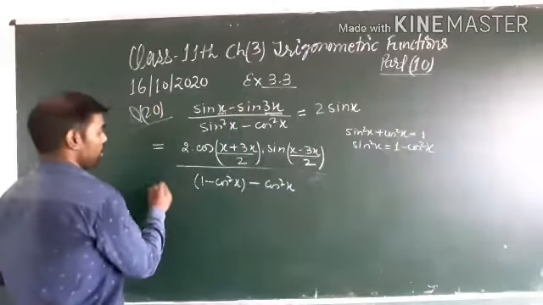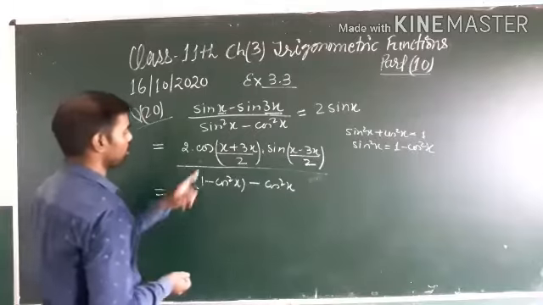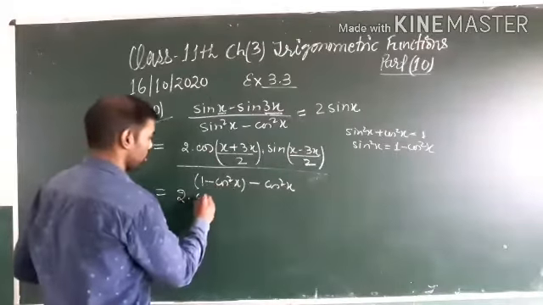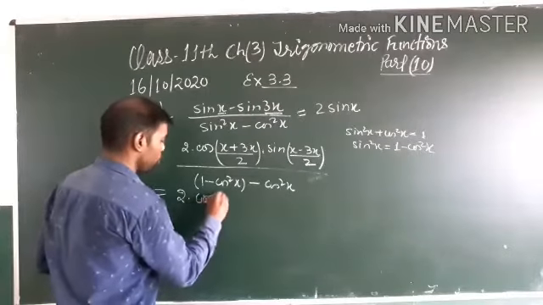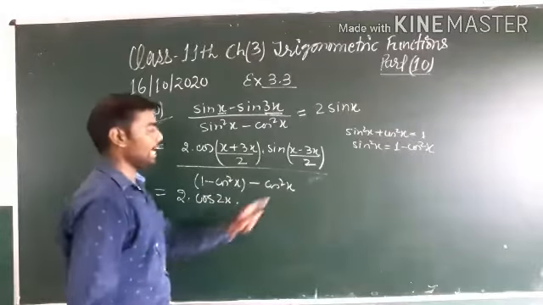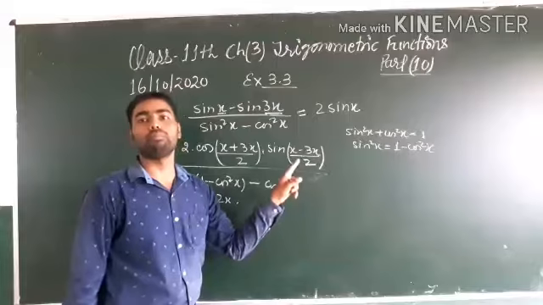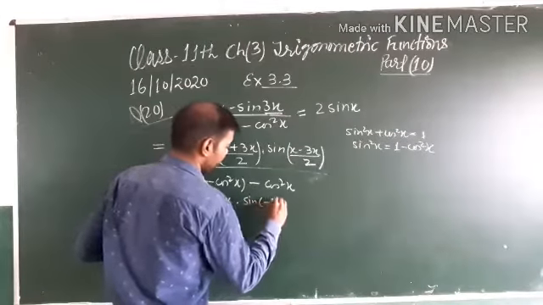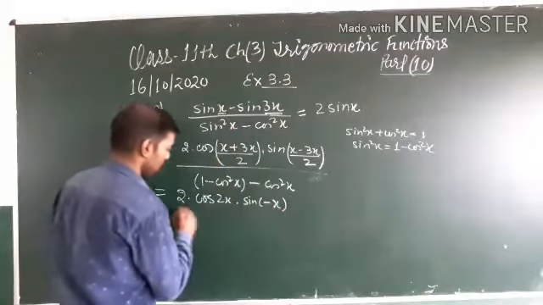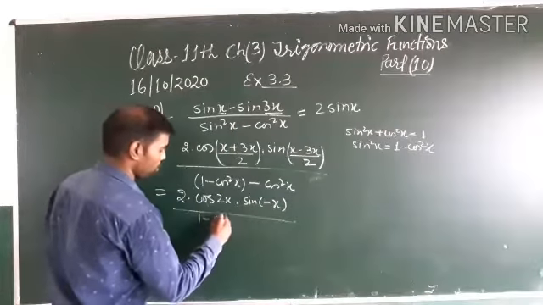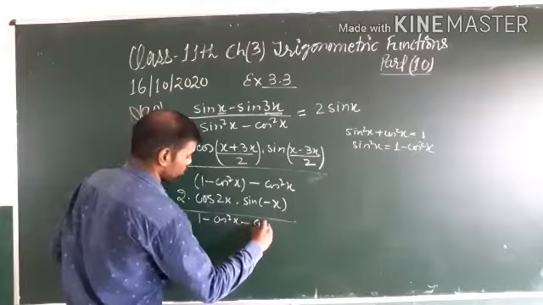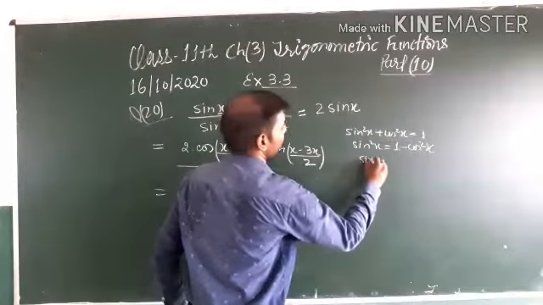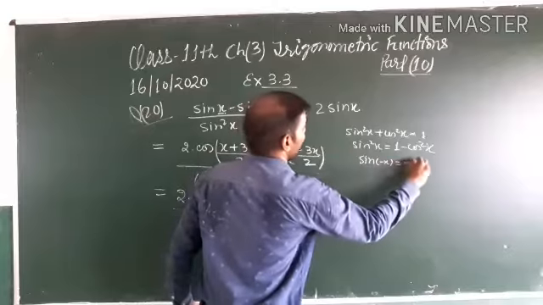Now 2 into cos (x plus 3x)/2. It means 4x by 2, it means cos 2x. Into sin (x minus 3x), it means minus 2x upon 2, it means sin minus x. And this is 1 minus cos square x minus cos square x. Here you know sin minus x is equal to minus sin x.